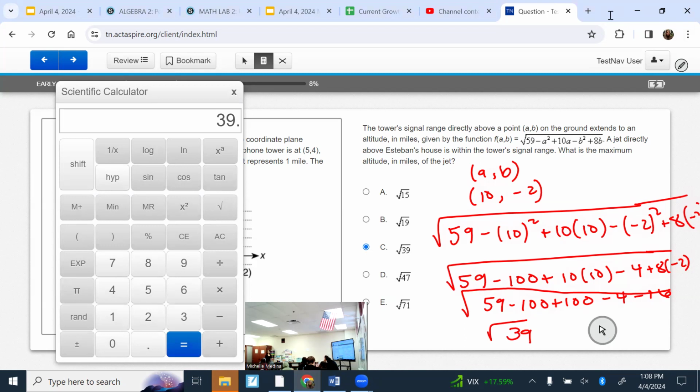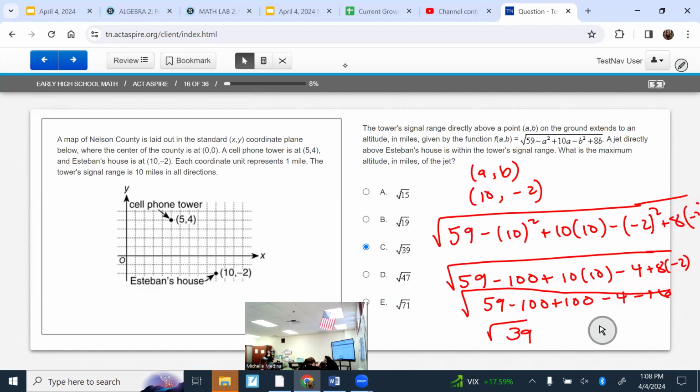You have to read it, understand what they're referring to as A and B. They're saying that anything directly above a point, so like above Esteban's house, you plug into that function and it'll give you the height of whatever it's talking about.